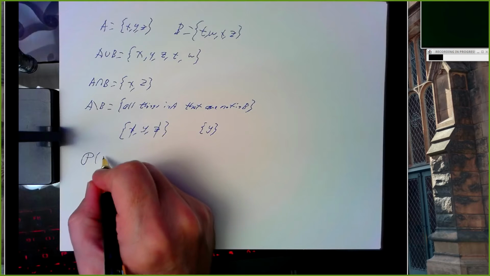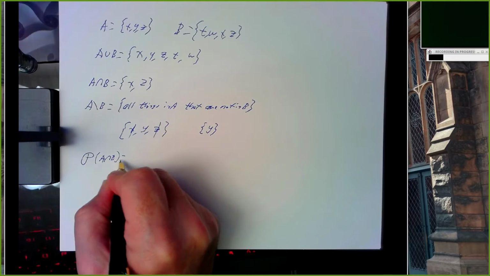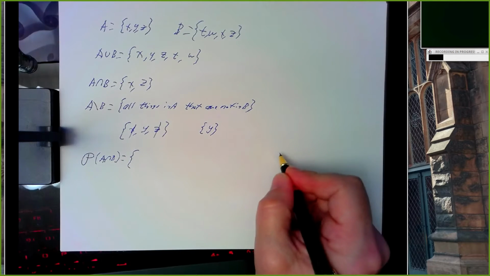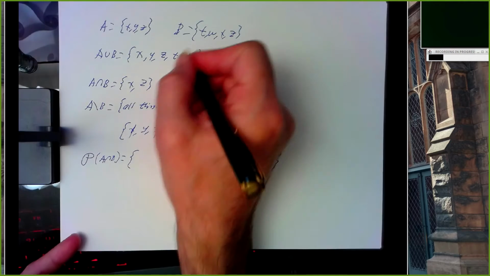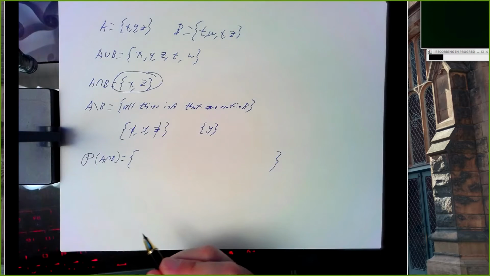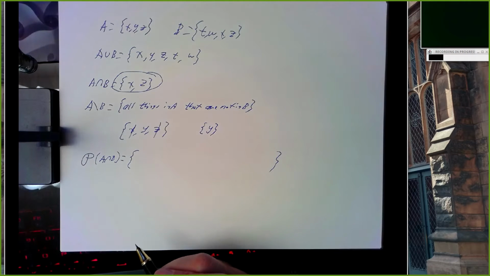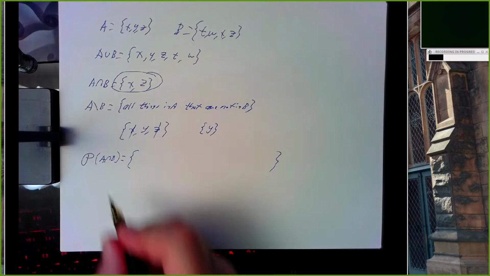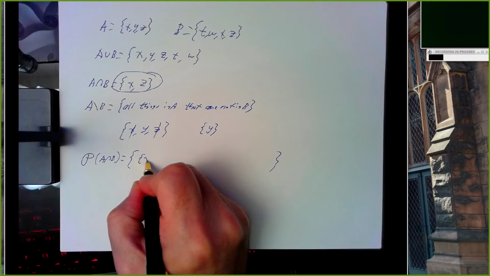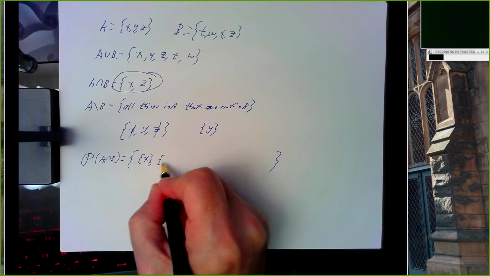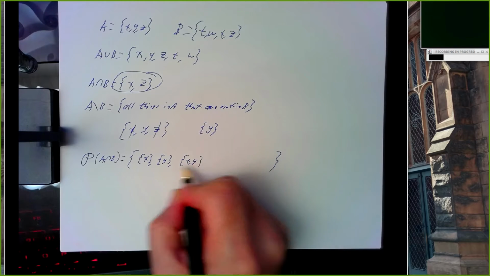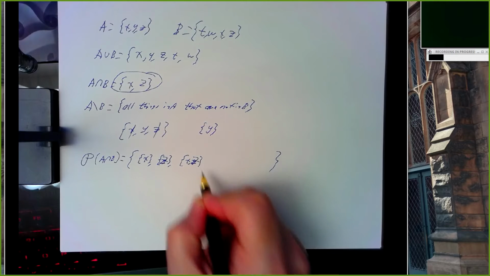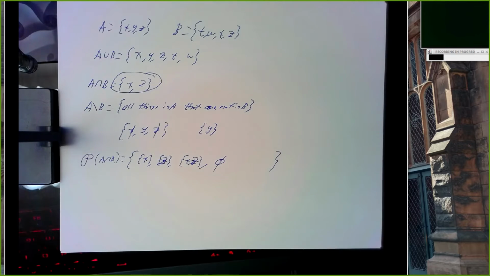And then the power set of A intersect B. So this is itself a set, and each element of this set is a subset of, in this case, that. So the possible subsets are the singleton X, the singleton Y, the singleton Z, the set itself, and the empty set.